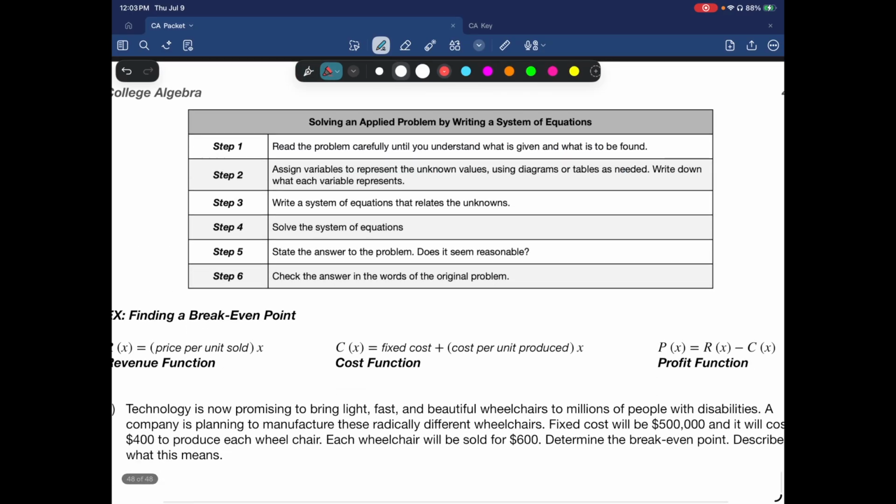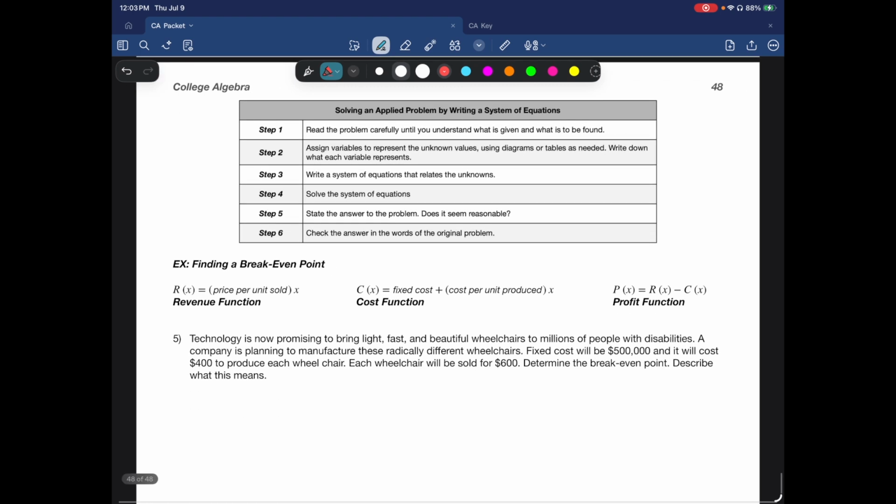Okay, now, a lot of times, once you get the basics of systems of equations, they really start to kick into gear once you get to application problems. And so in this box, you have a list of steps of how to use them. But let's go ahead and get started with number 5.